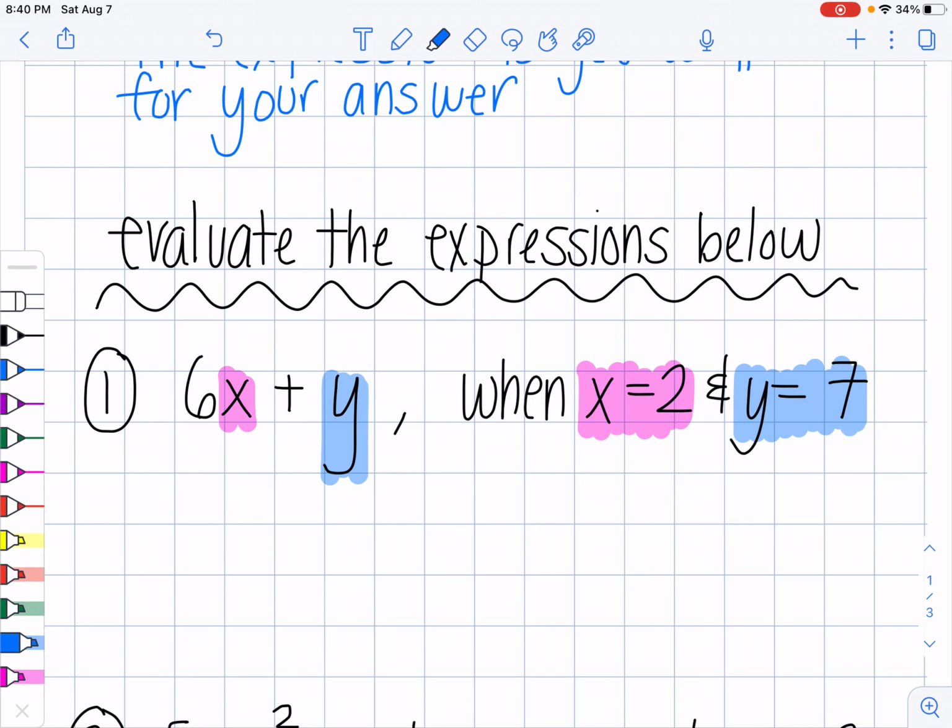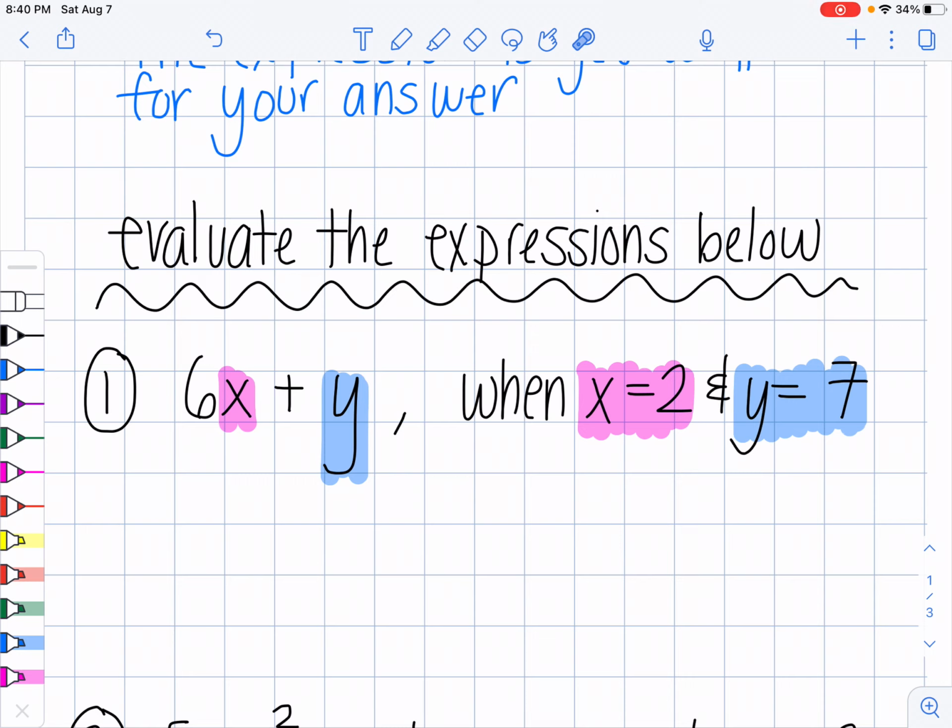So I'm going to use the substitution concept that says wherever I have an x here, I'm going to replace it with a 2, because this statement right here, x equals 2, says that x means the same thing as 2. And wherever I have a y in my equation, I'm going to substitute in 7 for y because it tells me y is equal to 7. This means 7 is the same thing as y.